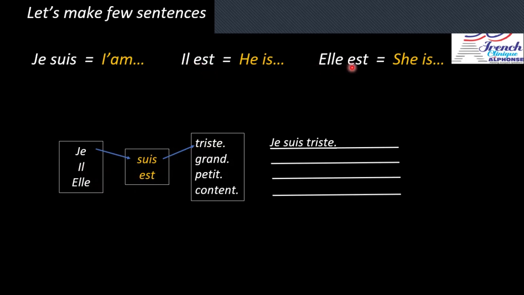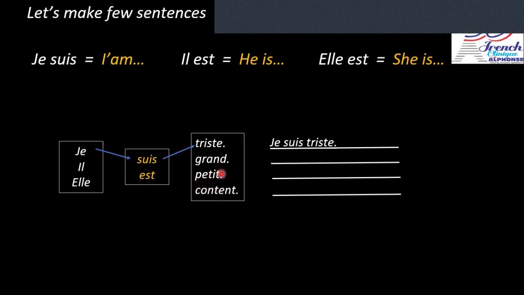Elle also goes with est. But je goes with suis. So you can say il est grand. He is big. You can also say elle est. Can you say petit? No, you cannot say elle est petit. But you can say il est petit. You can also say il est content. But you cannot say elle est petit. You cannot say elle est grand. You cannot say elle est petite. You cannot say elle est content.